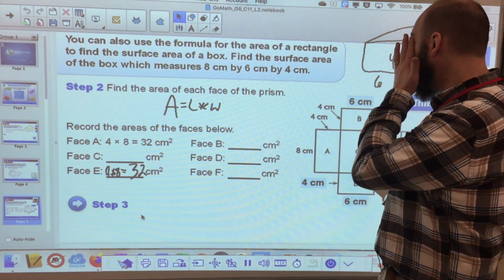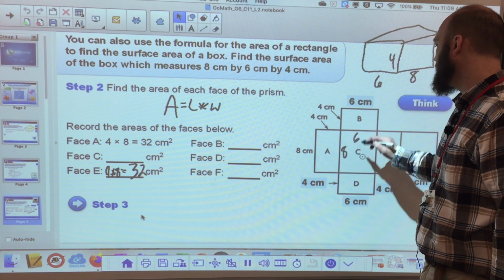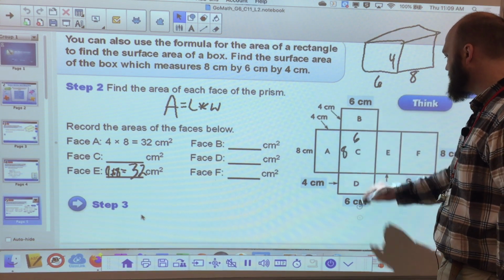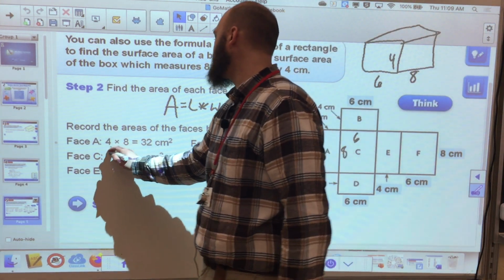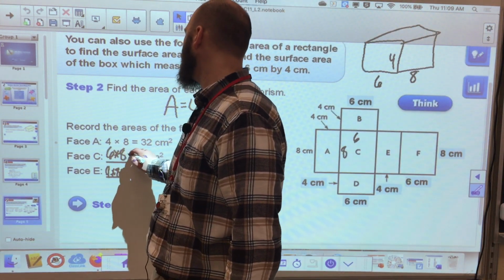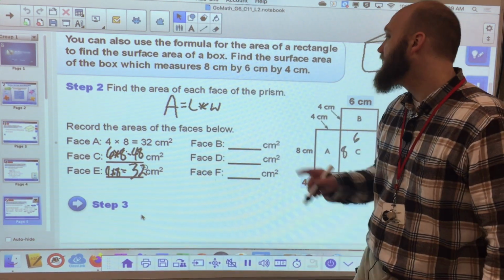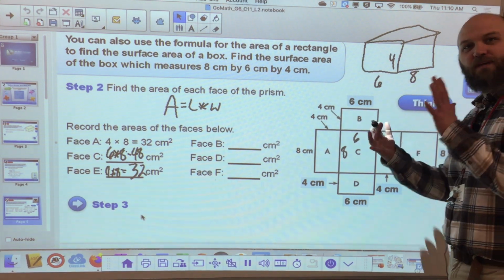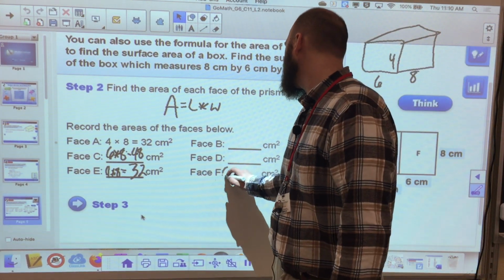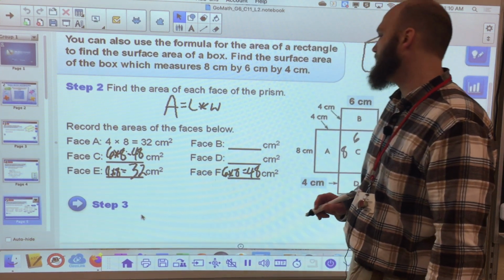C, right in here. C is 6 by 8. Because everything across here is 6. Everything up and down here is 8. So face C is 6 times 8, or 48. Area equals length times width. If C is 48, F is its opposite. 6 times 8 equals 48 centimeters squared.